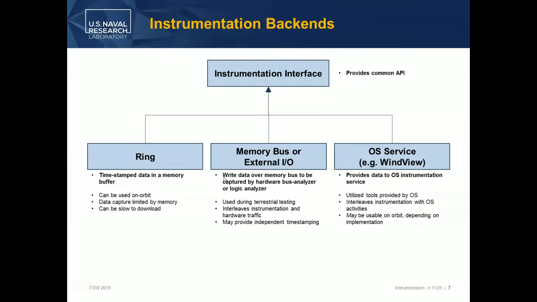So let's talk about the backends. We provide a common instrumentation interface that all of the different applications or infrastructure components can call. And we've used different backends, such as a memory-based ring library with timestamps and a memory buffer. This is something that we use on orbit, since if the memory can be allocated there, the data capture is limited by the amount of memory you have, and it can be slow to download.